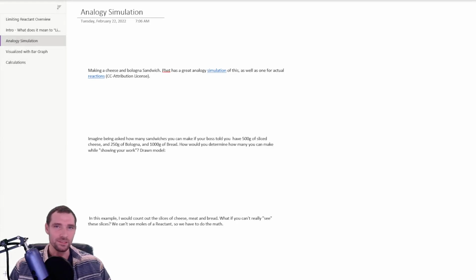Analogies are really, really useful for understanding limiting reactants because it's kind of hard to understand molecules and whatnot, but it's very easy to understand making a sandwich and running out of ingredients for that. So there's a couple simulations that we're going to look at to help us, and then there's this little example with some numbers that we're going to use as our analogy.